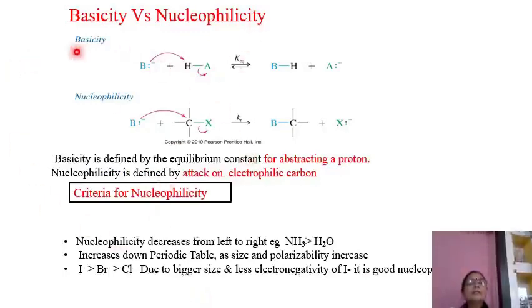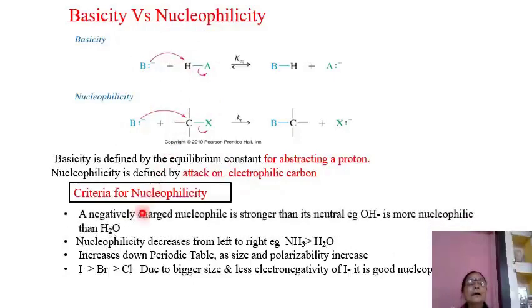Now, another concept, that is basicity and nucleophilicity. Exactly what is basicity? Whenever we are considering basicity, it is defined as the equilibrium constant when the base abstracts the proton. As far as basicity is concerned, a base always abstracts the proton. While when we are considering nucleophilicity, the nucleophilic nature, the nucleophile always attacks the electrophilic carbon, that means the electron deficient carbon. Therefore, a nucleophile always attacks the carbon, while in basicity, the attack of the base always takes place on the proton. It abstracts the proton. Therefore, this is the basic difference between basicity and nucleophilicity.